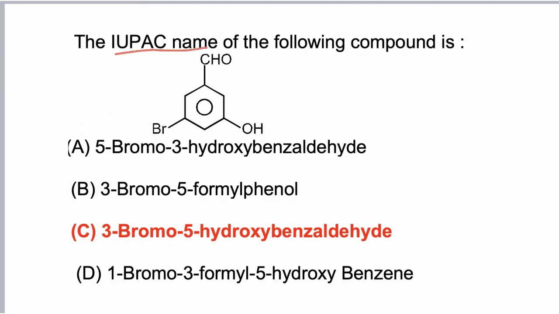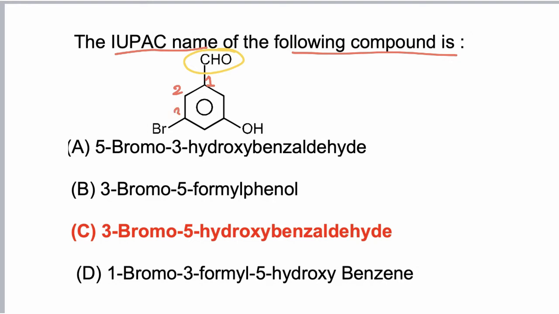The IUPAC name of the following compound. So first we have to find the principal function group. In this molecule, CHO is the principal function group. Since the principal function group is directly attached to the ring, it is taken as part of the ring, and the first carbon is given to the carbon to which the principal function group is directly attached.